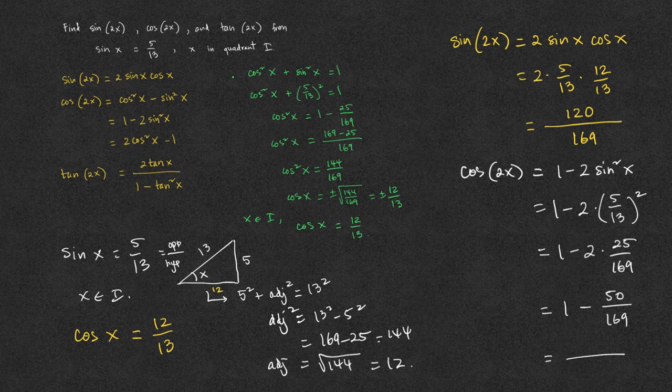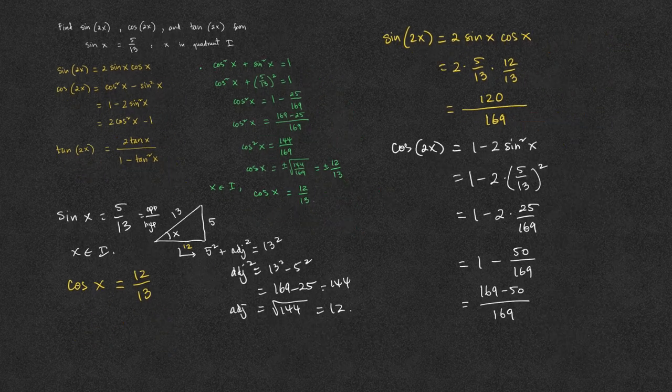The common denominator is 169. We multiply 169 over 169 to 1 to get 169 minus 50 and obtain the common denominator. 169 minus 50 is 119, and the denominator is 169. So cosine of 2x is 119 over 169.